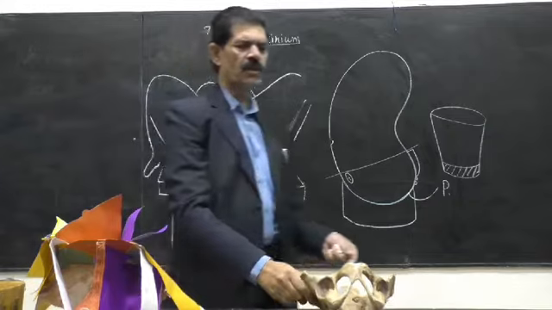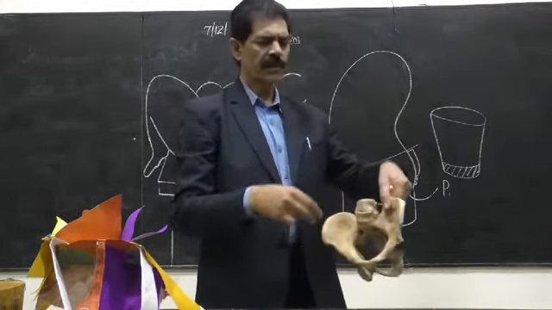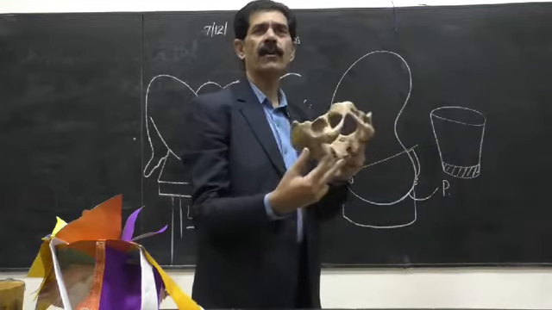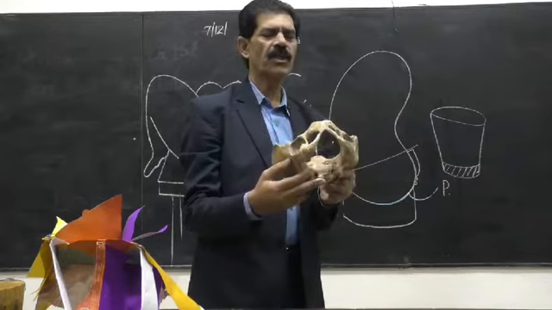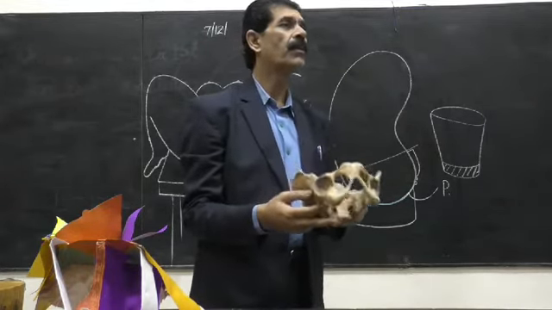So this is the position of the pelvis. We are seeing the pelvic outlet. If we see the pelvis from above, this is called the pelvic inlet. So this is the pelvic outlet. So that is the position of the perineum as well as the lithotomy position.